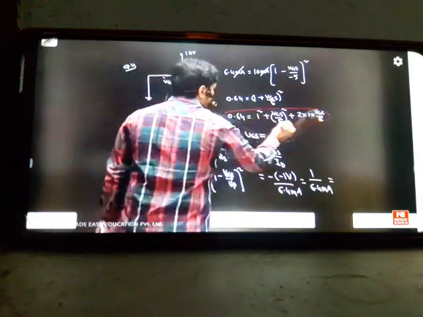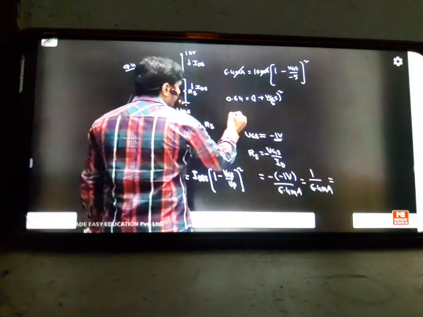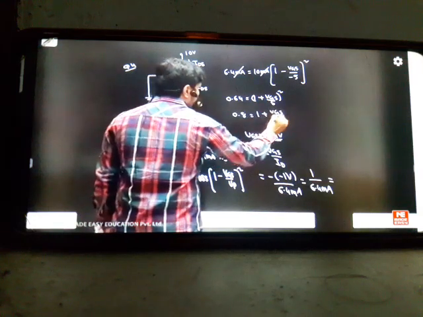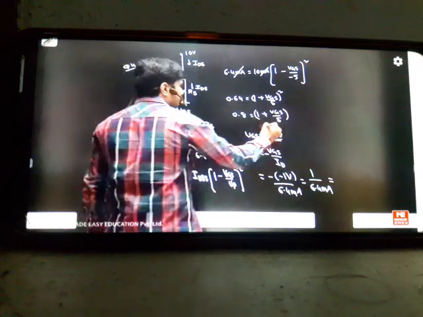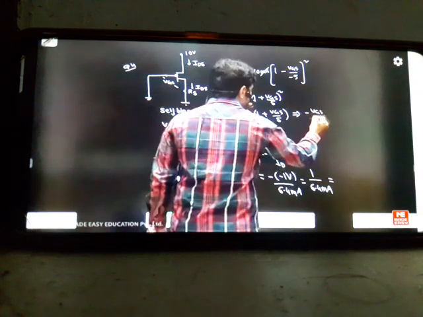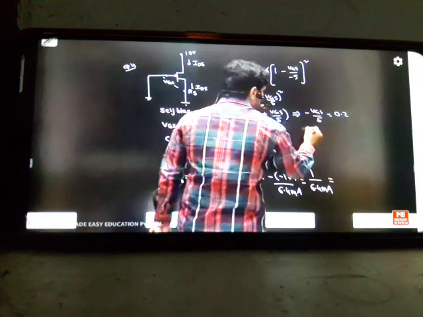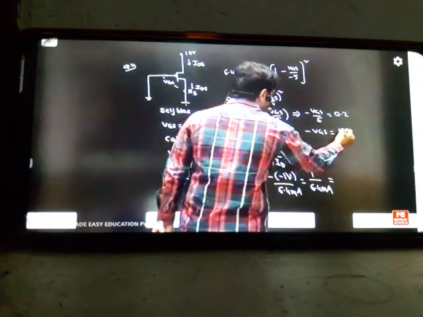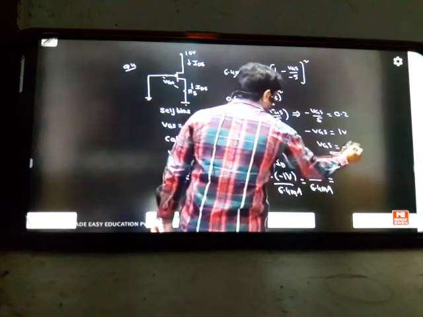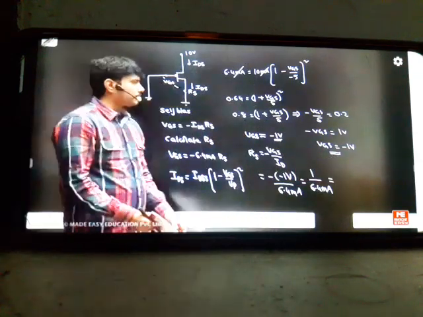This total value, you can use the square root technique. 0.64 will become 0.8, which is equal to 1 plus VGS by 5. You will get like this: minus VGS by 5 is equal to, if this answer comes this side, it will be 0.2. So minus VGS will become 0.2 into 5, which is 1 volt. So VGS will become minus 1 volt. Great. By using just the square root, it is better to write the answer.